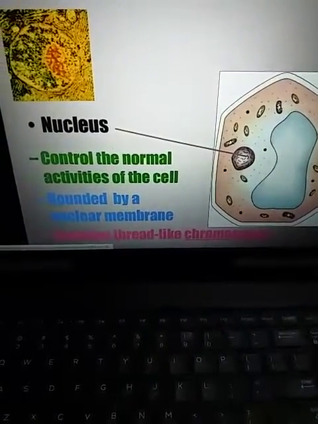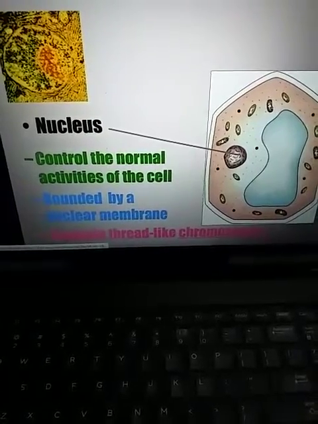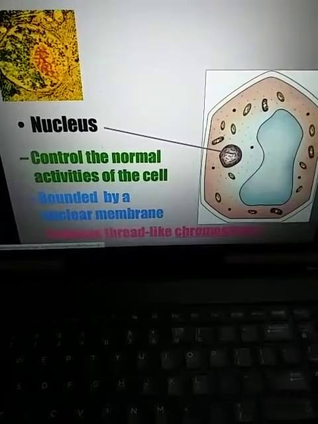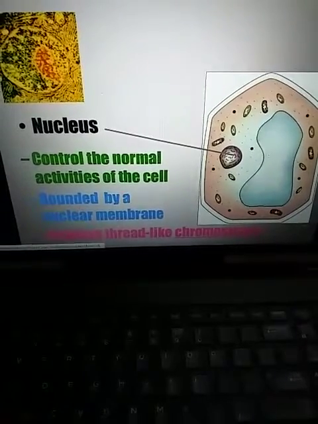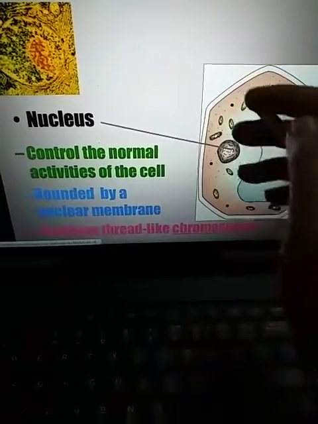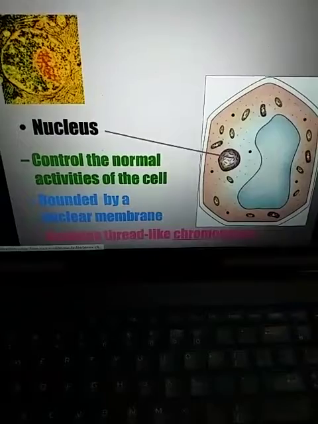And the important organelle which is very prominent under the microscope in every kind of cell is the nucleus, and it controls the normal activities of the cell. This is the nucleus which contains the genome of the cell as well. It is bounded by the nuclear membrane. That means the outermost boundary of this nucleus is known as the nuclear membrane.